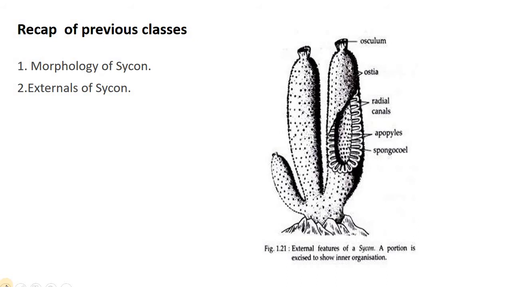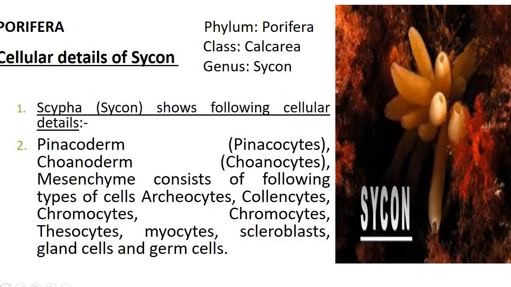Now, in previous classes we discussed the morphology of sycon and the externals of sycon. Before these classes, we also discussed the general characters of sycon or the porifera. Now, the cellular details of sycon.